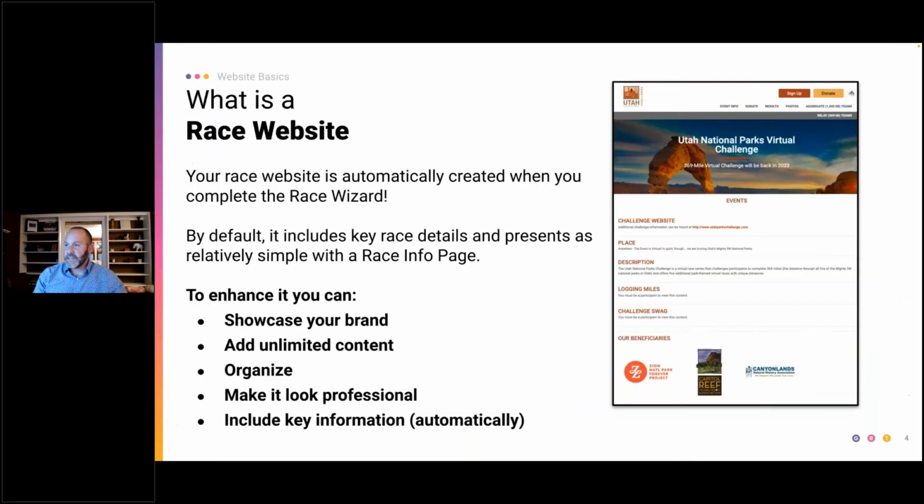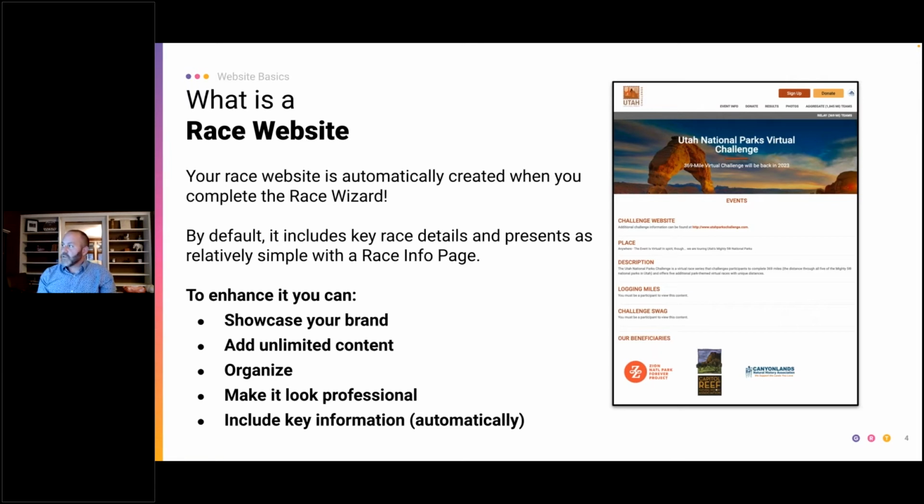So let's cover the basics. Your website is automatically created when you go through the race wizard creating your race, so you do not need to enable that separately. It is included in that process. By default, it's going to include key race details, and it'll present them in a relatively simple format through what we call a race info page. Now that race info page can then be moved to its own separate page, and then you can have a completely different landing page. That's a cover page, and we're going to talk about that a little bit later.